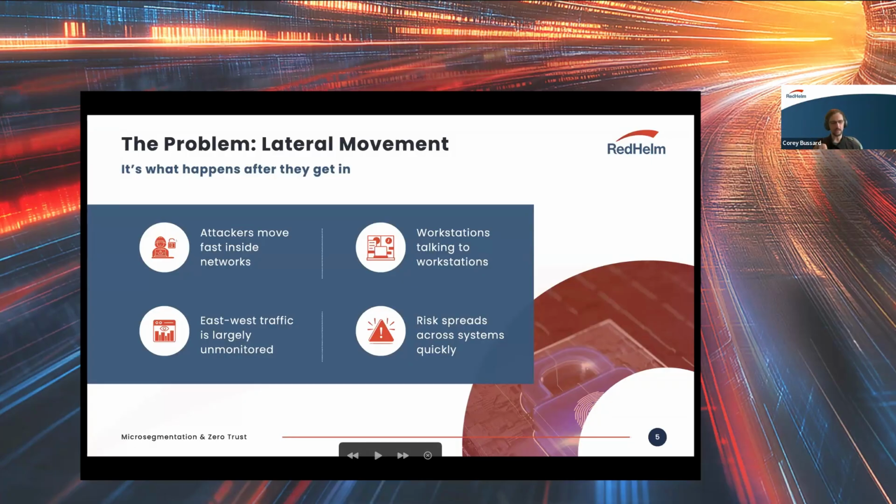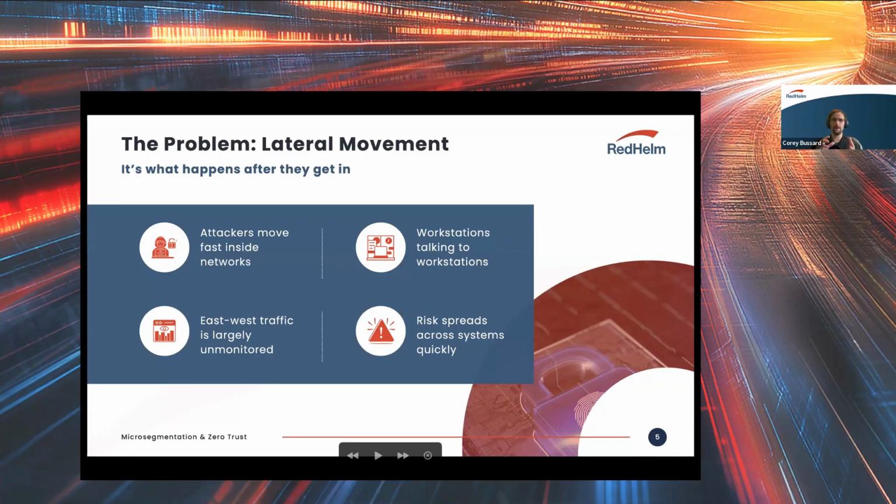I start to overtake one asset. I phish a user, let's say, is a really easy example of this. After I phish them, you have no visibility into how they're moving. And that movement is called east to west movement. So that's really where that lateral movement problem begins, on the inside of your network.